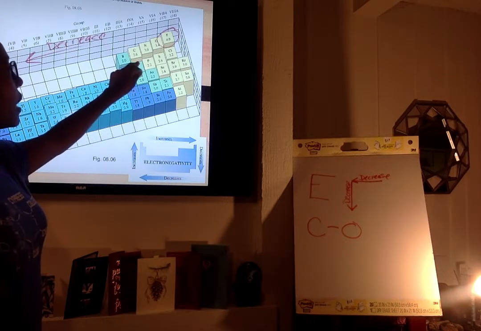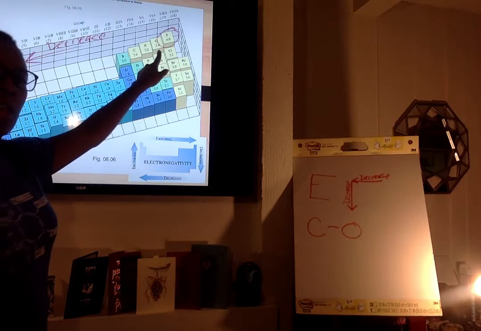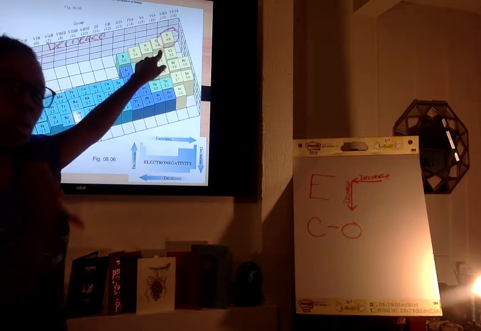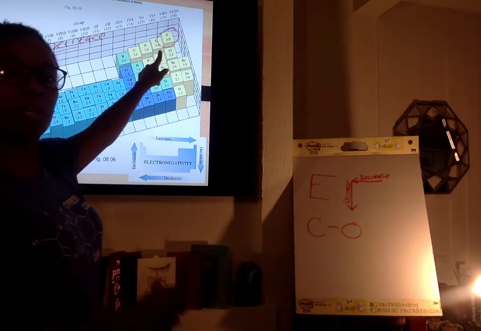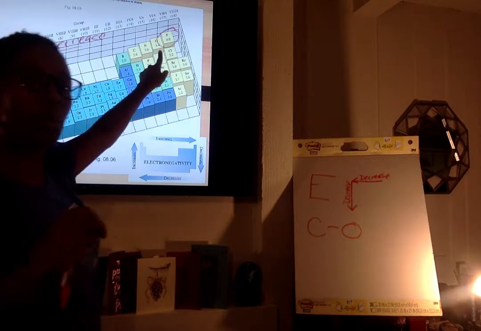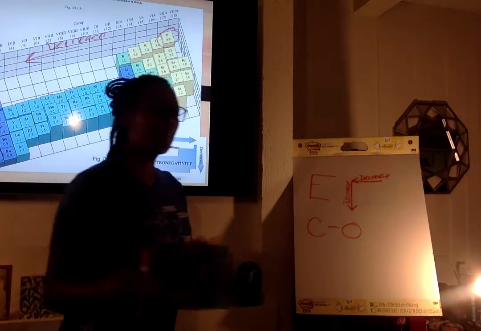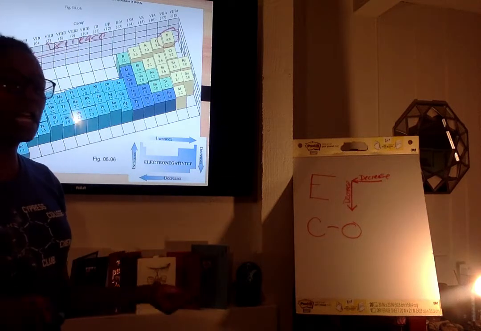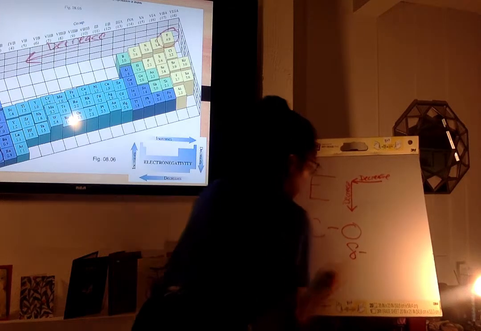So therefore, oxygen is going to have a stronger electronegativity than the carbon. So the oxygen is going to be pulling more, right? Because if it has a stronger electronegativity, that means it's going to pull more. And the way that we actually denote the one that has more electronegativity is by this sign here. It's called delta negative.